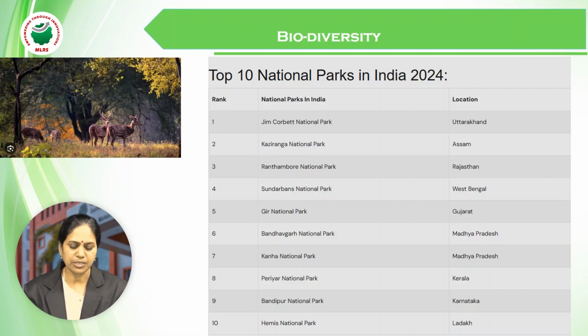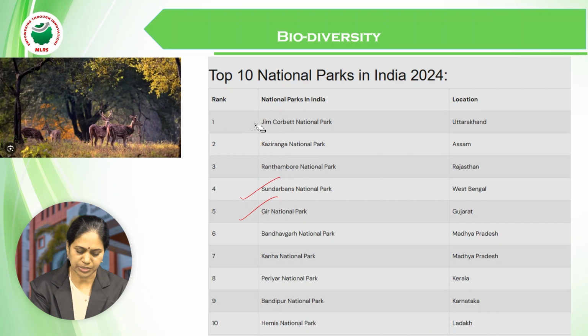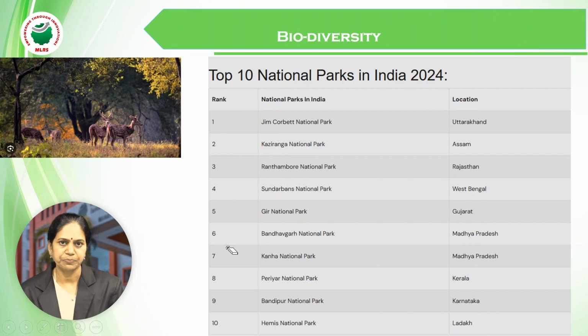Okay, now some important national parks in our country. Let's look at them. Jim Corbett National Park, one of the oldest, first national parks in the country. Kaziranga National Park, Ranthambore, Sundarbans, Gir National Park, Kanha, Periyar National Park, Bandipur, and others. These are the first 10 very important and oldest national parks in the country, located in our own country. You can see they are located in different states, which provide conservation to biodiversity.